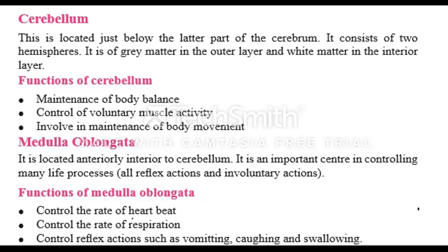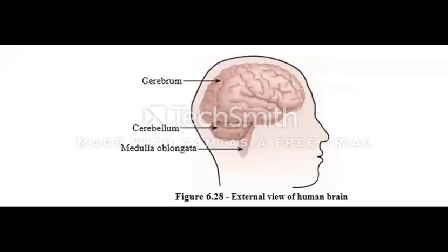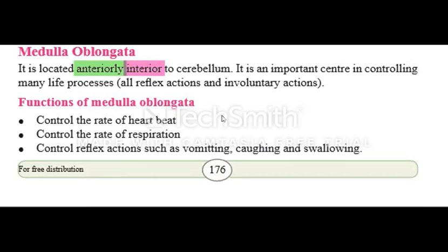Now let's talk about the medulla oblongata. It is located interior to the cerebellum but anteriorly, which means in front. Have a look at the location of the medulla oblongata. As you can see, it is found interior to the cerebellum but anteriorly, which means in front. This part, anterior to the cerebellum, is the important center which controls many life processes which involve involuntary actions.